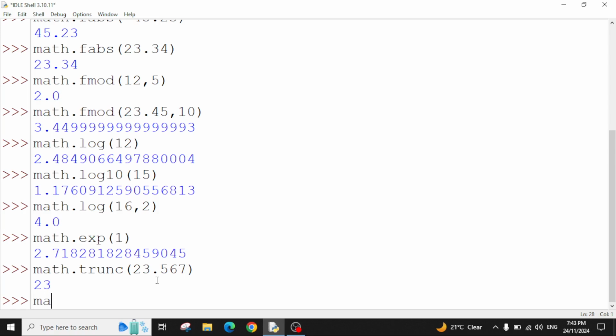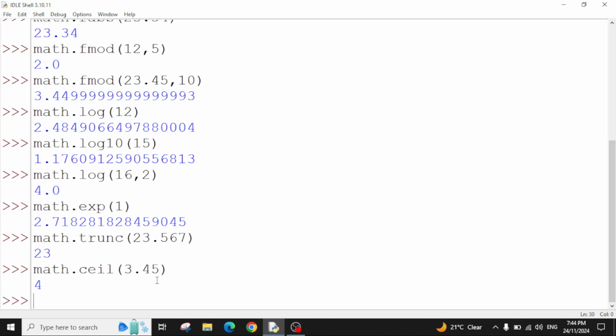The next important function is the ceil function, math.ceil. The ceil function is used to round a number up to the nearest integer, means it will give you the nearest integer whose value is equal to or greater than the given number. Say the given number is 3.45. So which integer value is immediately more than 3.45? It is obviously 4. Can I take negative numbers? Yes, I can take negative numbers also. Say I have minus 5.12.